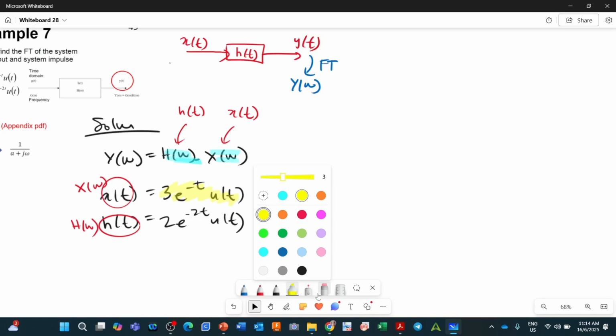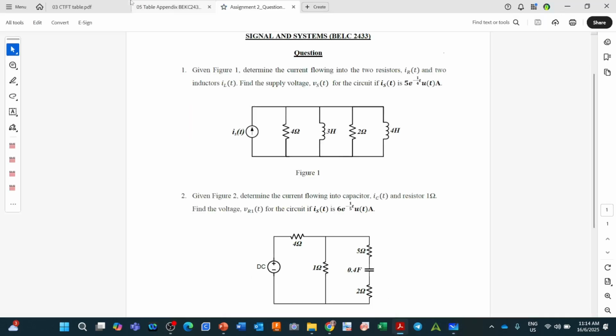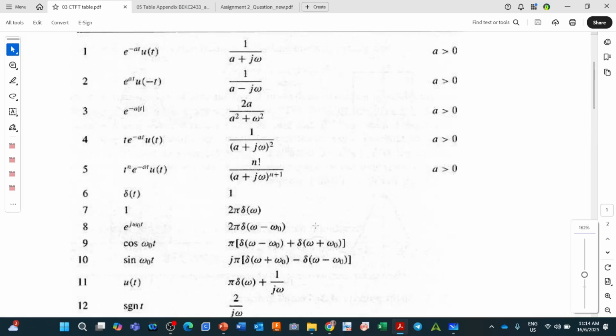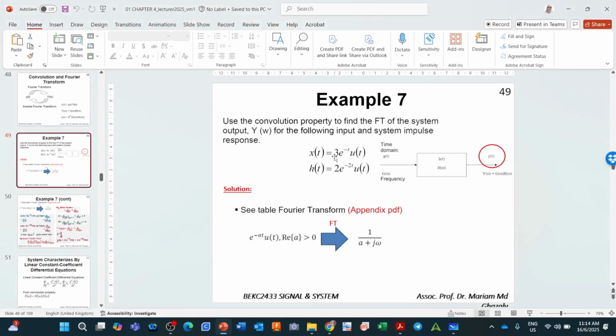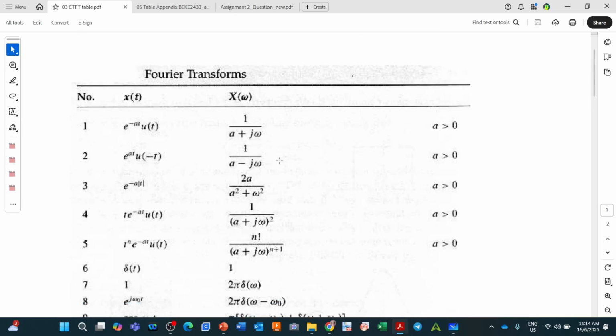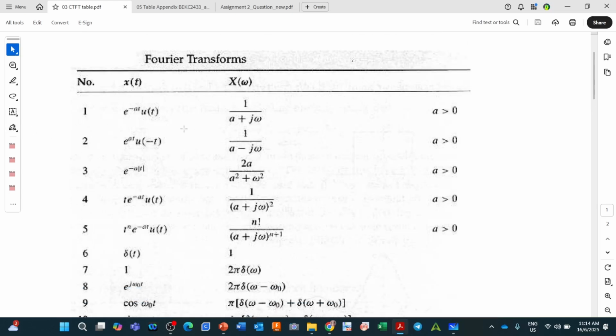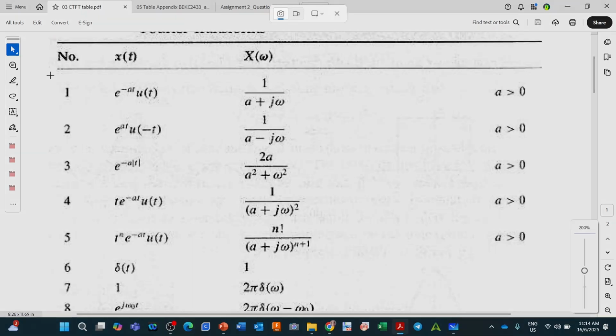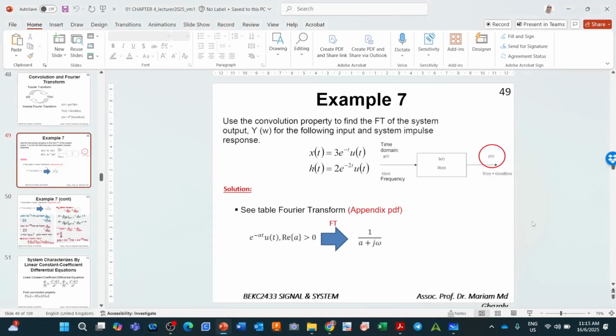The two chapters behind, most of the time we are using the table, so don't go and derive it. So where's the table? The table for continuous time Fourier transform. If you look at the equation, it is given by 3e^(-t)u(t). So you need to compare in the table. Which one are you going to use? Equation number 1, I'm going to take that.